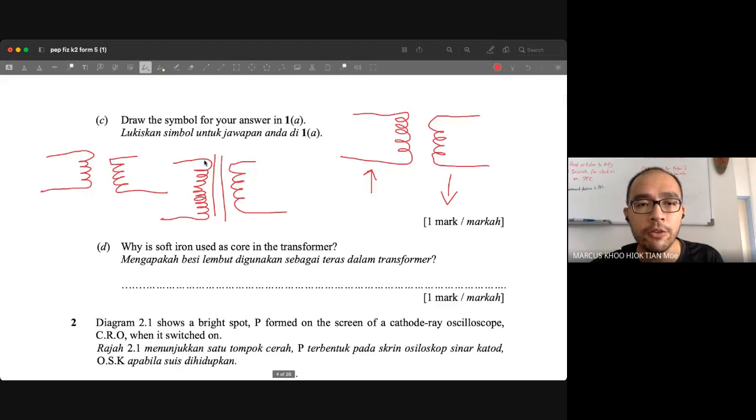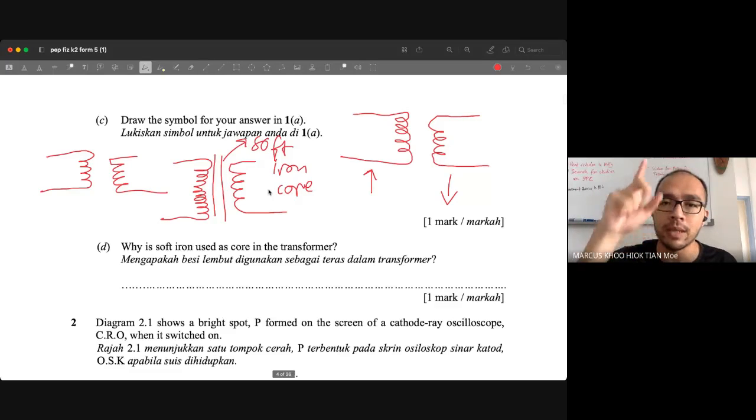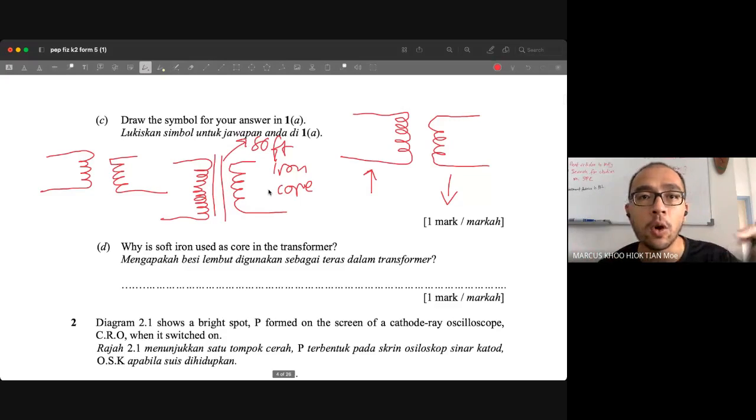Okay, most of you who got it wrong, it's because you forgot these two lines. You thought it was just the coils. What are these two lines the symbol for? This is the soft iron core. Okay, not to say symbol, but the two lines are just to show you that the coil is wrapped around the core. Okay, so please be careful with this.